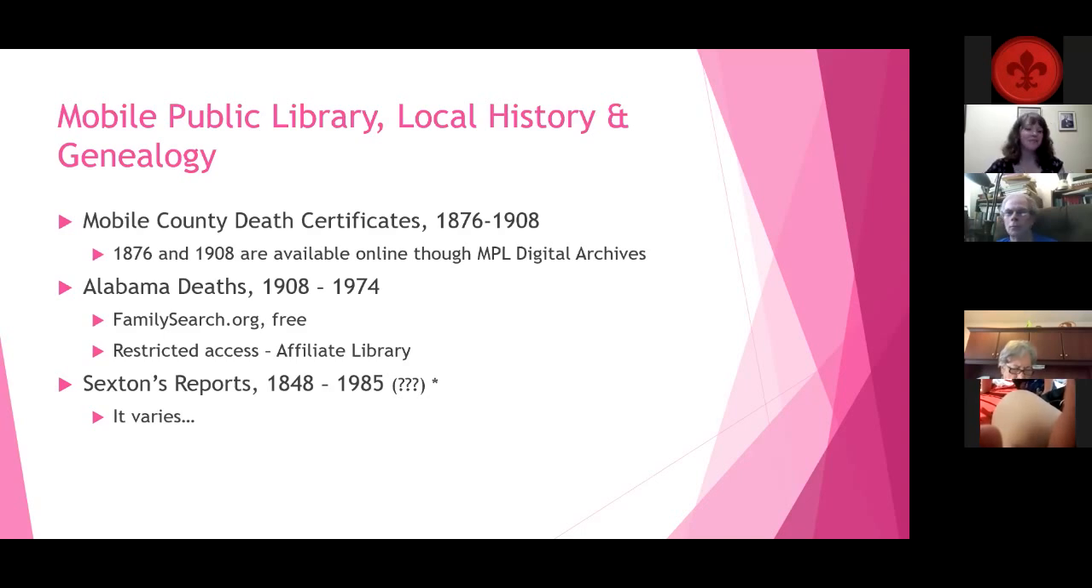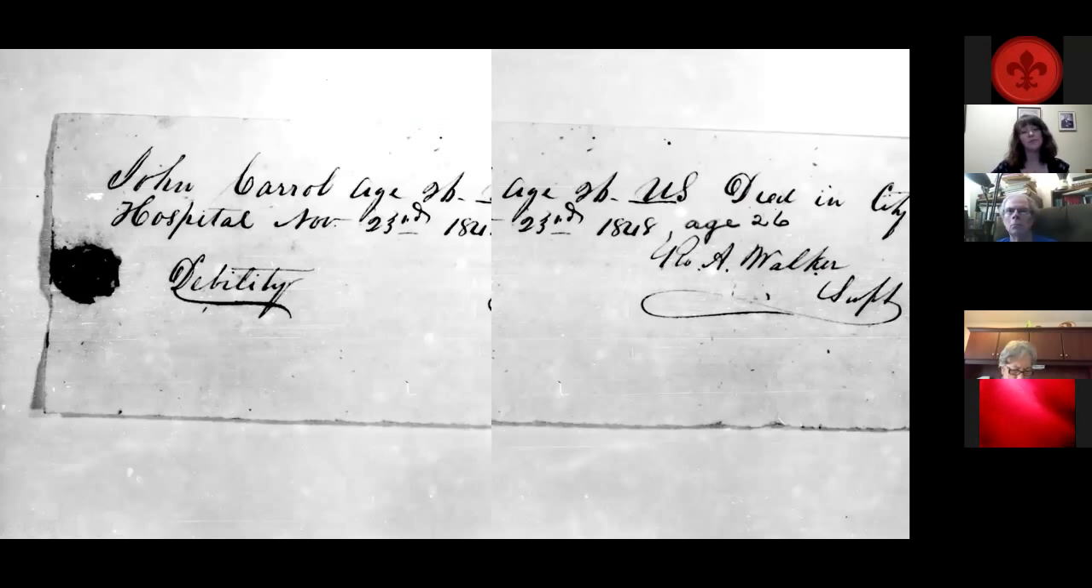Other death records that we have here are Sexton reports. The drawer containing the microfilm for these says that it goes from 1848 through 1985, but what you're going to get from that really varies. Here's some examples. This is November 23rd of 1848, and it just says John Carroll, age 26, in the US, died in City Hospital, and there's the name of the sexton, and he died of debility. So still good information, but it doesn't tell you a whole lot about the individual.